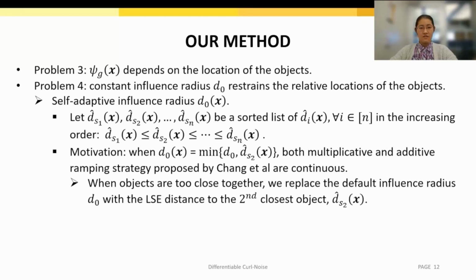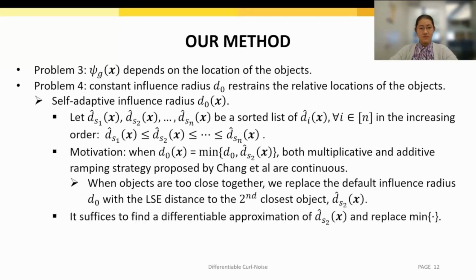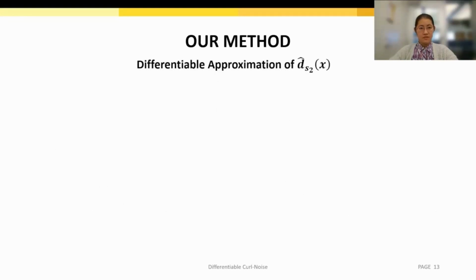However, looking at this new formula for d0 of x, we find that the second smallest LSE distance d hat s2 and the minimum function are not differentiable. It suffices to find a differentiable approximation of d hat s2 and a minimum function, and then we are done. But how? Let me introduce here min k-sum.